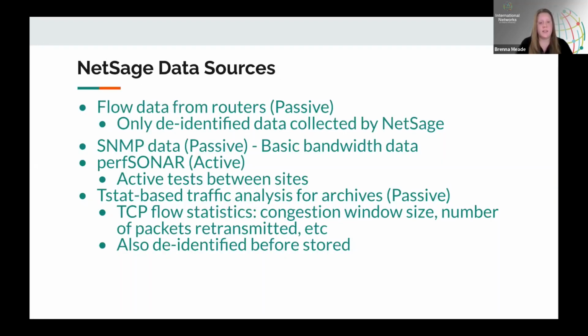NetSage uses data sources: flow from routers, which is a passive collection. It is de-identified. SNMP data, also passive, so this is just basic bandwidth data. perfSONAR, which is active testing between sites. And TSTAT, which is based on traffic analysis for archives, which is a passive measurement, but necessary for some of the older sites or sites that don't want to do SNMP or flow data. We use NetSage a lot within the routing working group, as it's a tool that I often use to present some of these routing case anomalies, and I'll show a few dashboards later today.